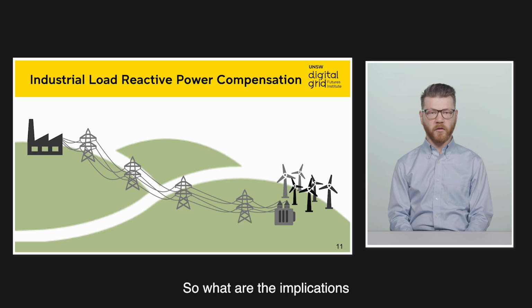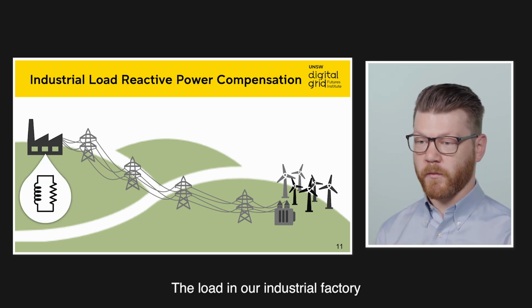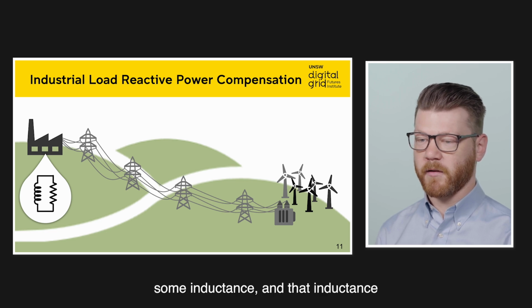So what are the implications of power factor and reactive power compensation on our grid? Here we've got a little mock-up of a grid with an industrial load shown on the left and a little wind farm shown on the right with a transmission line between them. The load in our industrial factory might look a little bit like this. Here we've got some resistance and some inductance.